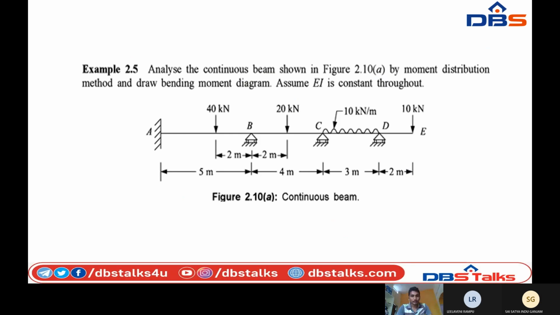The problem is a continuous beam. The total span is: AB is 5 meters, BC is 4 meters, CD is 3 meters with a UDL, and DE is 2 meters. Here, on AB the load is 40 kilonewton, on BC it is 20 kilonewton, the UDL on CD is 10 kilonewton per meter, and the DE end load is 10 kilonewton.